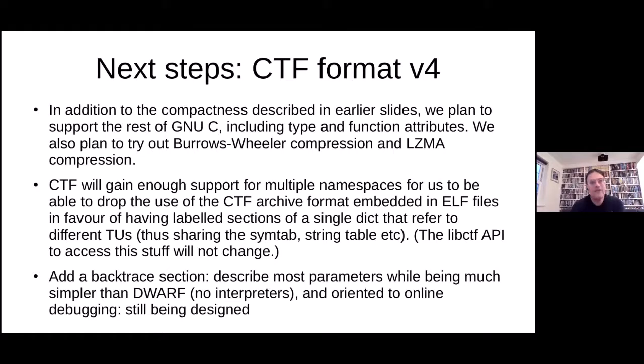What are we doing in future? There have been a number of changes in format v4, which I mentioned earlier in the talk, compactness improvements. There are other improvements coming. GNU C can encode some things that we can't represent in V3, mostly type and function attributes, but not entirely. We also can't represent enumerators with more than 4 billion enumerands, for example. Not terribly likely, but they could happen, and so you should be able to encode them.